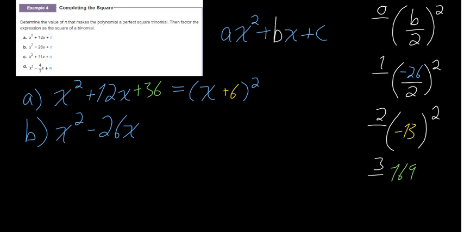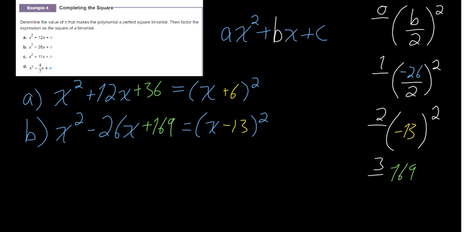There we go. Okay, so this tells me, again just following the color coordination, 169 is going to be what I add to the end here, plus 169, and that's going to be equal to x minus 13 quantity squared.